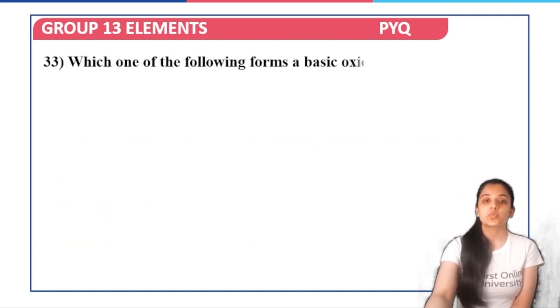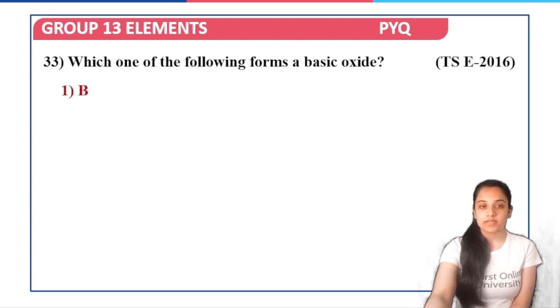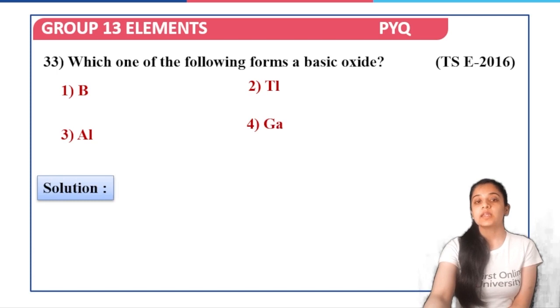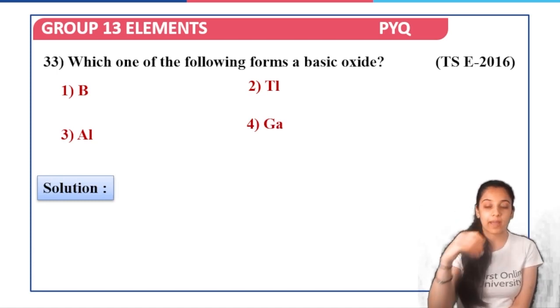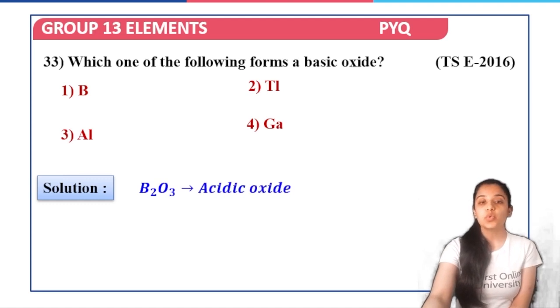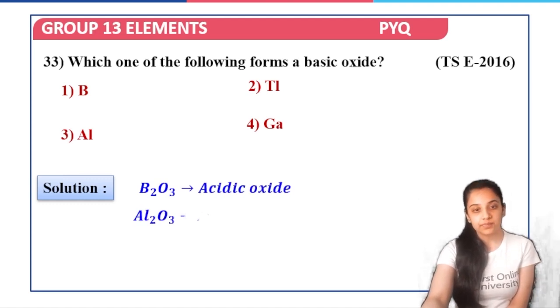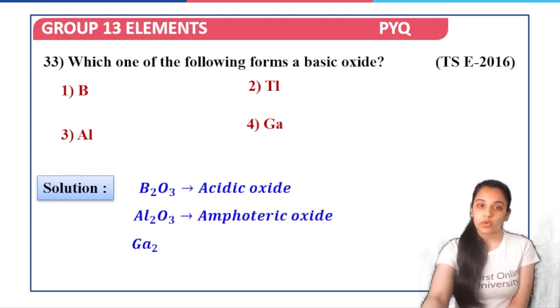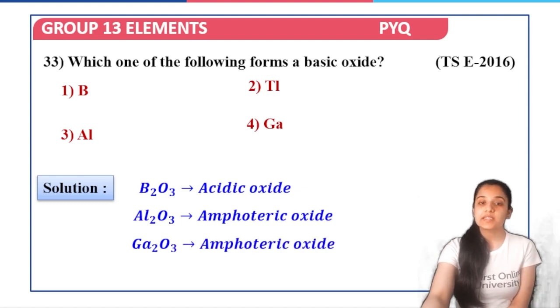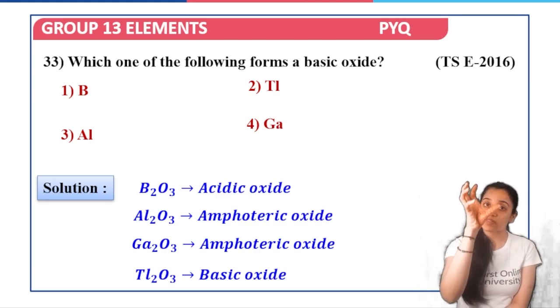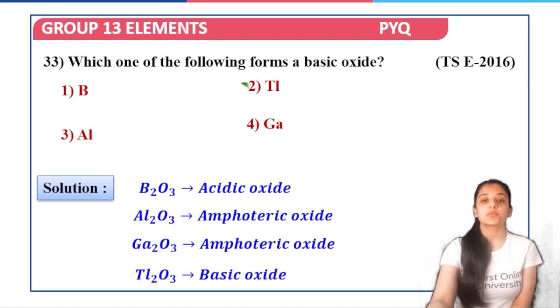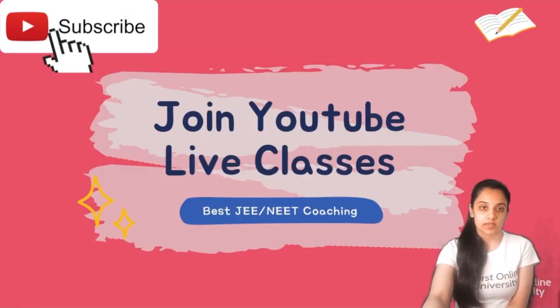Last question is, which one of the following forms a basic oxide: boron, thallium, aluminium, or gallium? Here, use your logic as we go down the group. B2O3 is an acidic oxide, Al2O3 is an amphoteric oxide, gallium oxide is amphoteric again. It's only thallium oxide which is a basic oxide. We have done this entire table. So here option 2 is going to be the correct answer.